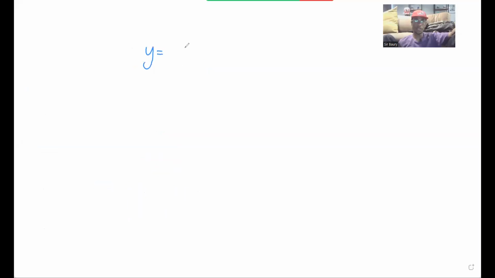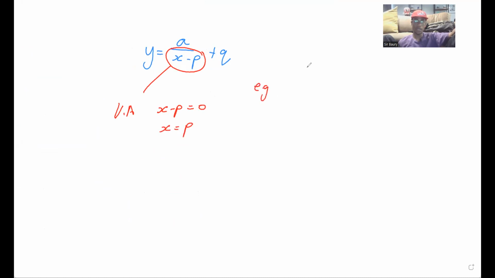Normally, you have y being equal to a all over x minus p plus q. For the vertical asymptote, this is what we take. Then we say x minus p is equal to 0. So x is going to be equal to a different sign of p. Example is what we had there.